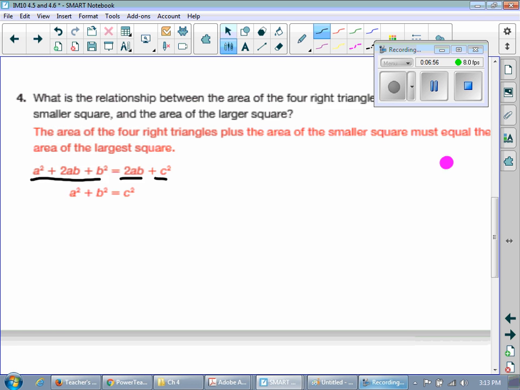To simplify this, to get to a squared plus b squared equals c squared, you'll notice that I have 2ab on the left side and on the right side. So they're going to cancel off after I subtract them out, and I get a squared plus b squared equals c squared. And thus, you've proved the Pythagorean theorem again.